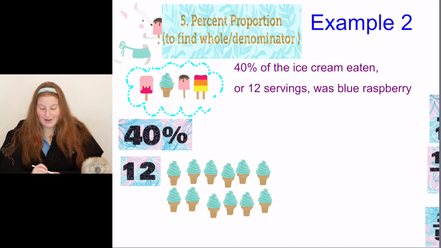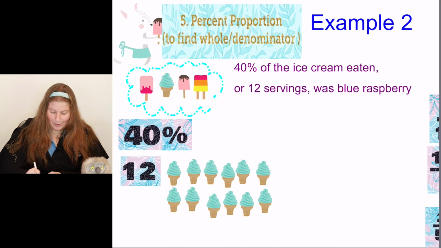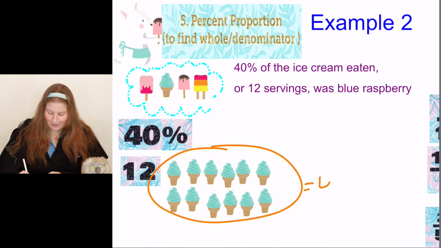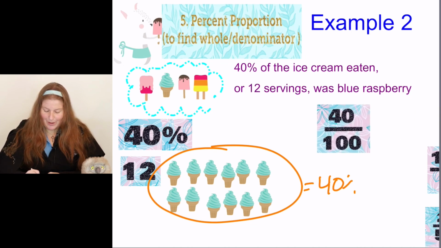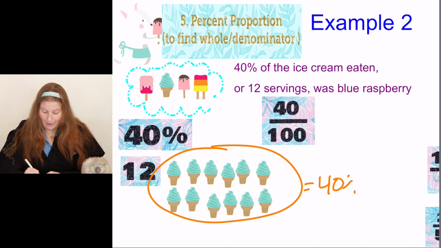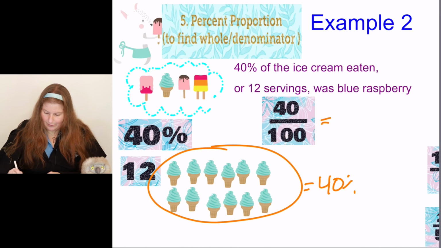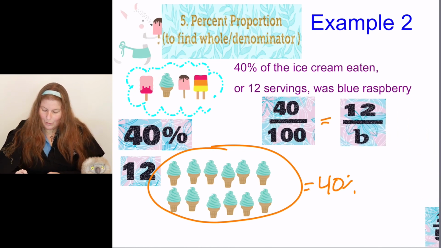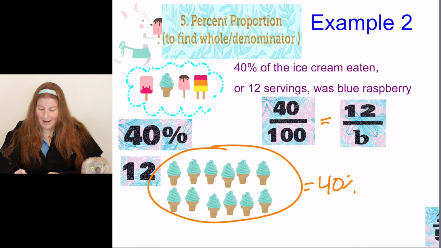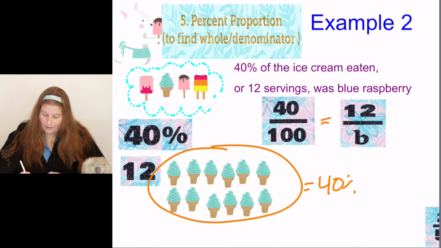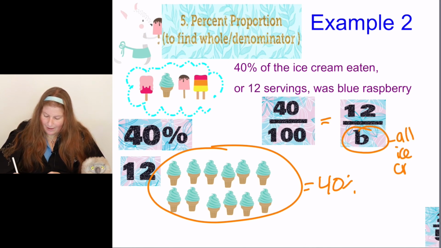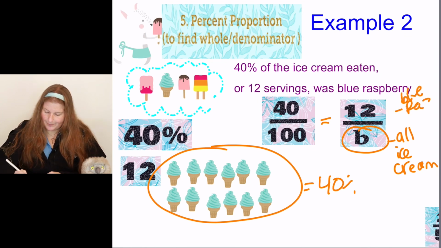So 12 servings of ice cream, this group right here, is equal to 40%. Let's do step 1. When writing your percent proportion equation, you probably wrote 40 over 100 is equal to 12, the number of servings of blue raspberry ice cream, over b, which represents the whole group of all ice cream. So this represents all ice cream, and this is blue raspberry.